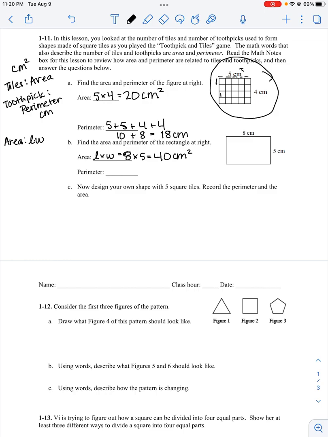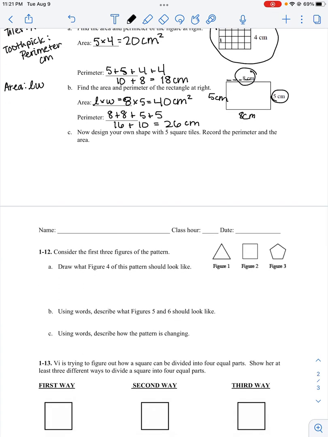Perimeter, again, there's no tiles for me to draw toothpicks around, but I can remember, well, there would be 8 up here, 5 over here, there'd be 8 here, and there'd be 5 here. So 8 plus 8 plus 5 plus 5. 8 plus 8 is 16. 5 plus 5 is 10. 16 plus 10, 26, and I have to label it.